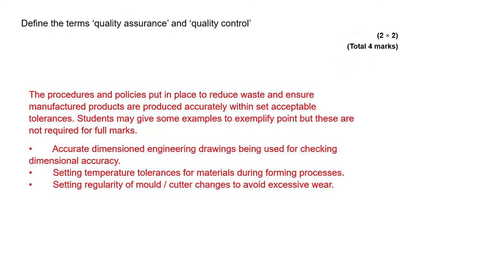Okay, so definition, so procedure policies put in place to reduce waste and ensure manufacturing products are produced accurately with acceptable tolerances. So you can give examples to make your point a lot more worthwhile. So accurate dimensions to make sure things are done correctly, setting temperature tolerances while doing forming, checking molds, checking cutters to check that they're done correctly, to check that they are sharp enough for the job that they want to do, check that you've got the right drill bit to make the hole that you want, anything like that.